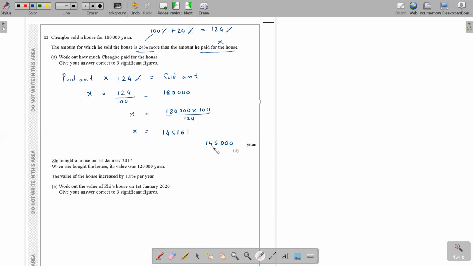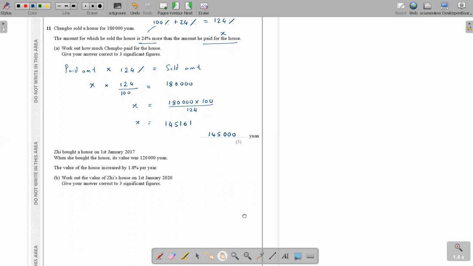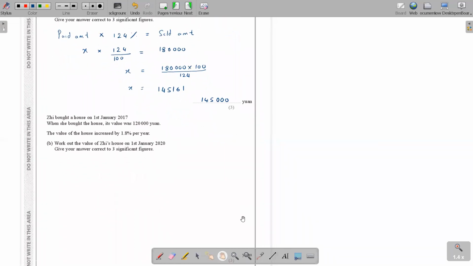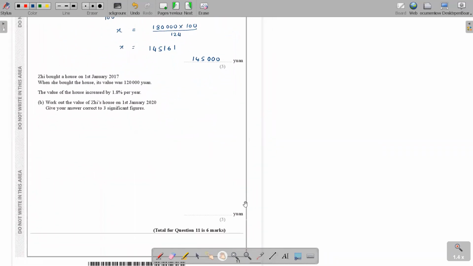You can't do stuff like that. The numbers cannot lose their place values. Okay, 100,000 should be there as it is. So 145, the remaining figures, because they are not significant, we make them zeros here. So 145,000 yuan. Okay, so that's the answer for question number 11, part A. So now we are moving on to part B.